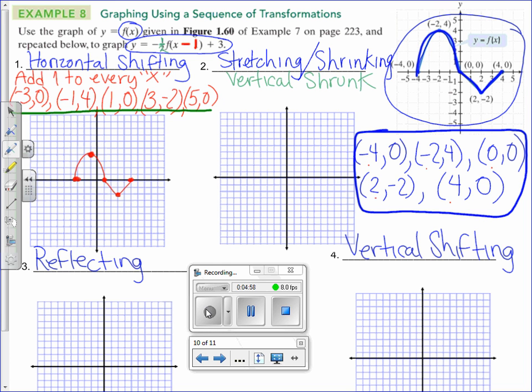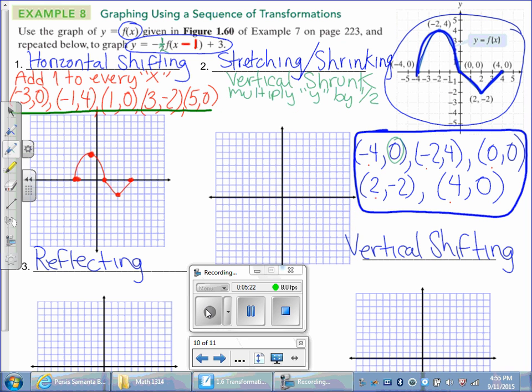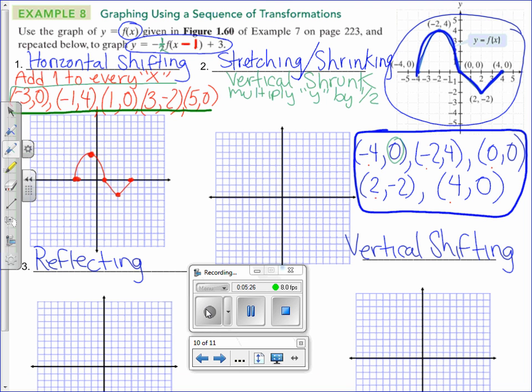And we will have to multiply every y value by 1/2. In other words, divide the y value by 2. So we're going to multiply y by 1/2. So remember, we're going by these new points here.